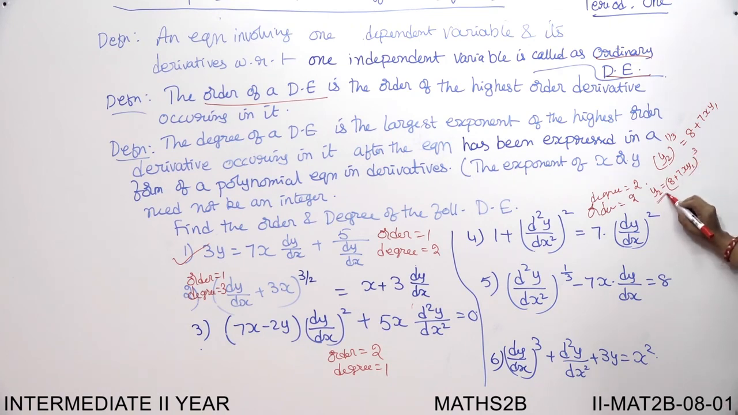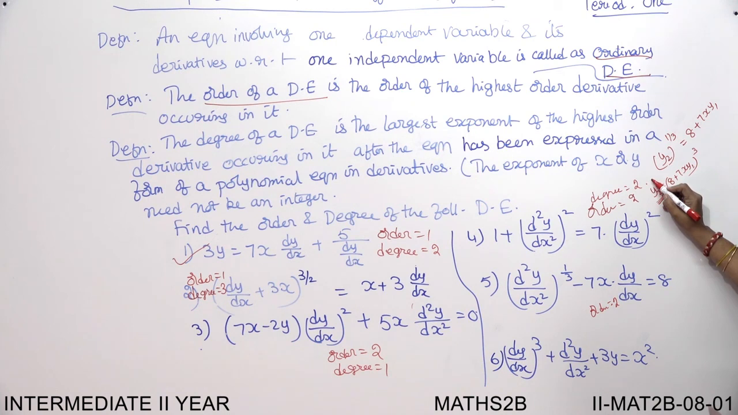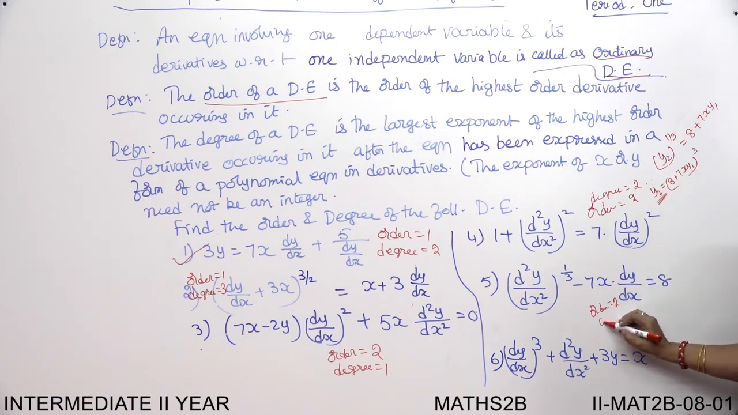So what is the highest order derivative? That is the second order derivative. So here the order is 2. And what is the highest power of it? 1, because this is the highest order derivative. So the degree is the power of this y2, that is 1.